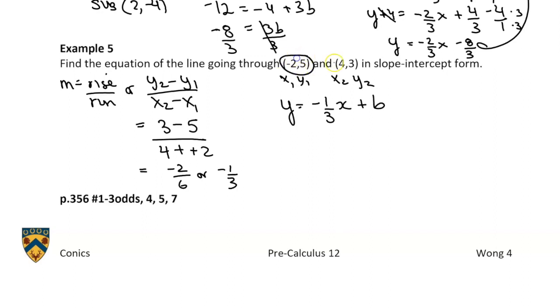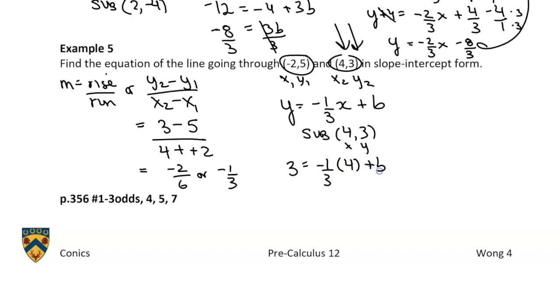You could pick either point. You could pick (-2, 5), or you could pick (4, 3). I like sticking with positive numbers, so I'll pick (4, 3). And we'll substitute in 4 and 3 for x and y, and then solve for the b value. So instead of writing y, I could write 3, and then instead of writing x, I could write 4. And we would get something where we could solve for b pretty quickly. Let's times both sides by 3, and we would get 9 equals -4 plus 3b.